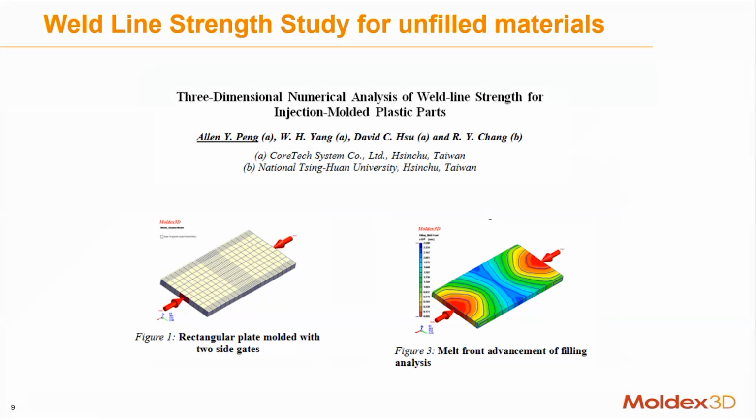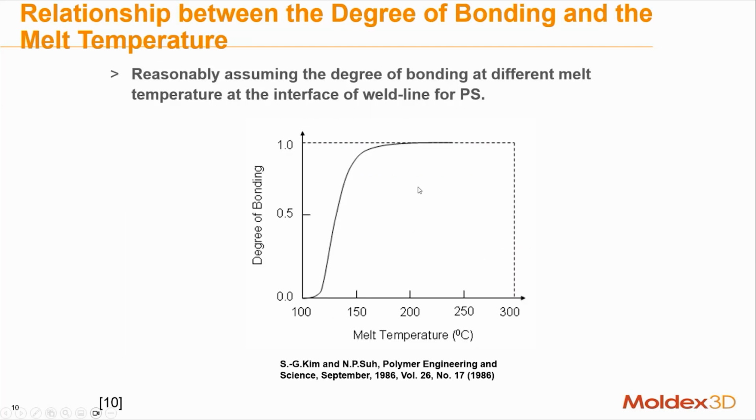Another factor in welding line strength is related to, for example, if today your material is an unfilled material, no carbon fiber or glass fiber. This is something we already have a published paper on, through the welding line temperature. Over here you can see the excess temperature. This is melt temperature. The Y-axis is the degree of bonding. Once the temperature goes higher, you can see the bonding of the welding line will become better.